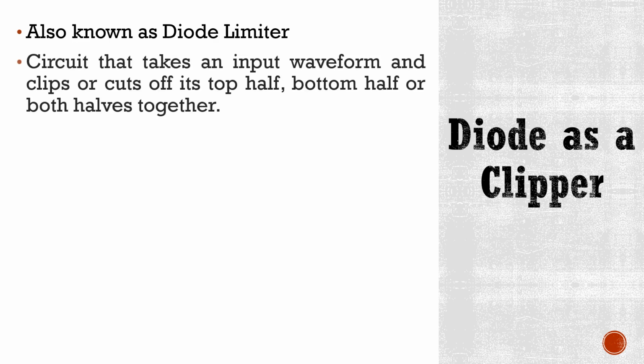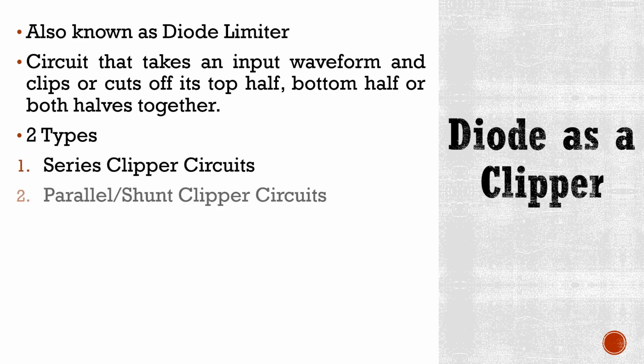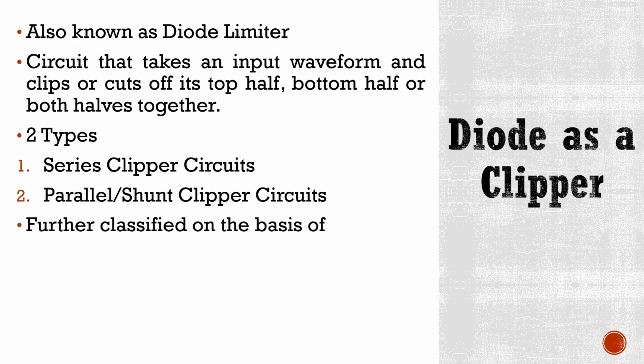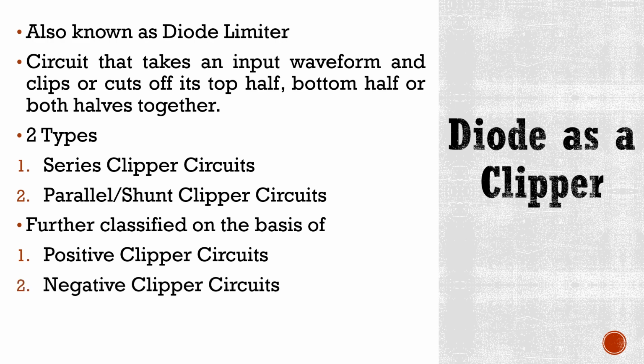The diode clipper is also known as the diode limiter. It is a wave shaping circuit which takes an input waveform and clips or cuts off its top half, bottom half, or both halves together. In general, clippers are classified into two types: series clipper circuits and parallel or shunt clipper circuits. Clipper circuits are further classified on the basis of positive clipper circuits and negative clipper circuits.